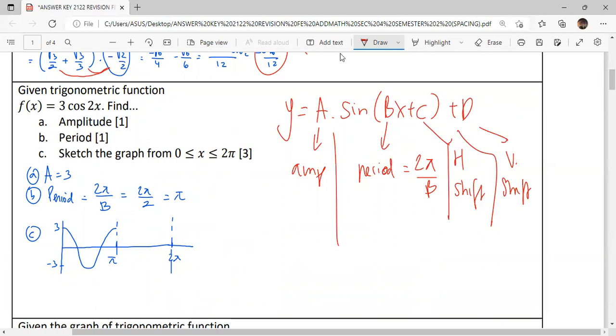But this is very easy also. The amplitude is 3, so you just focus on this. The period is 2 pi over b, this b is 2, so 2 pi over 2, which is pi itself. And how do you sketch the graph from pi until 2 pi?